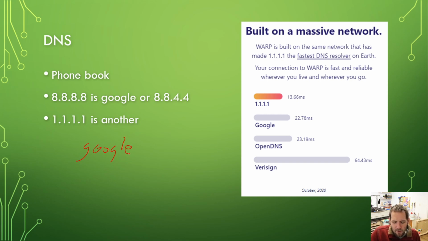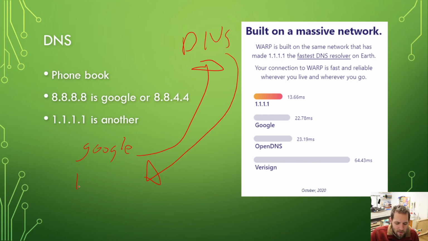What your router does is it says, I don't know what google.com is. So it sends a message to the DNS provider and says, hey, what is google.com? And then that sends back, oh, Google is 172.something. And then your router goes, oh, okay, and sends its packet of information out to Google. So this is a beautiful naming system.